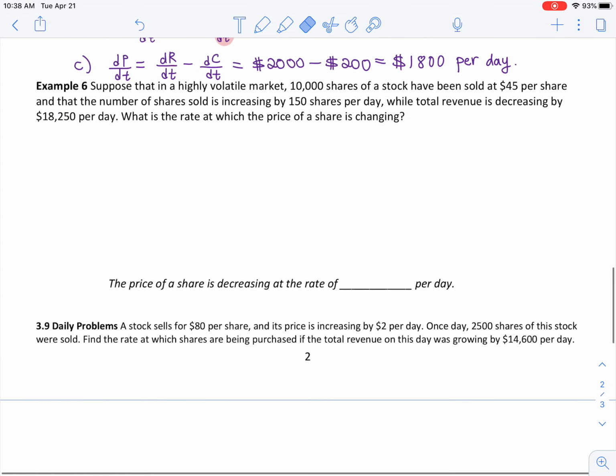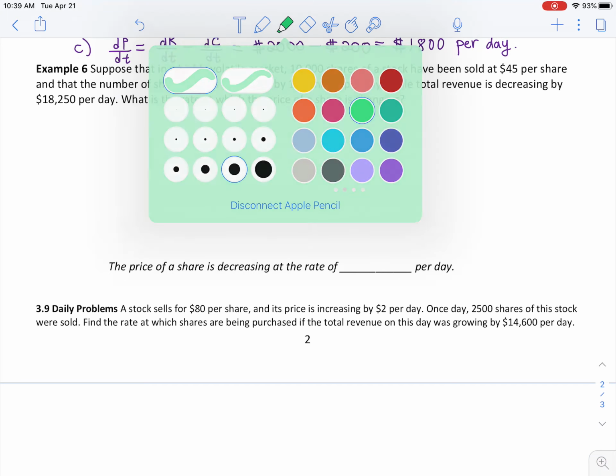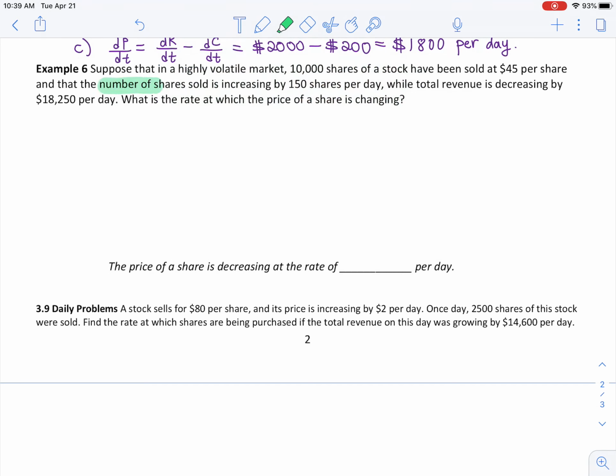So I want to give you a 3.9 problem today after example 6. So this will be my very last example in 3.9. So let's take a look. Suppose that in a highly volatile market, 10,000 shares of stock have been sold at $45 per share, and that the number of shares sold is increasing by, I'm going to highlight this, the number of shares sold is increasing by 150 shares per day.